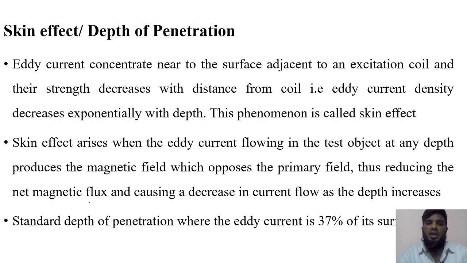The skin effect arises when the eddy current flowing in the test object at any depth produces a magnetic field which opposes the primary field, thus reducing the net magnetic flux and causing a decrease in the current flowing as the depth increases. So the current decreases as it goes deeper into the surface. The standard depth of penetration when eddy current is used is 37% of its surface value. So if you go deeper, it will be about 37% of the surface value. Okay, so with this we can stop.